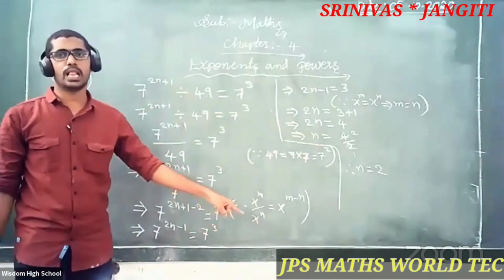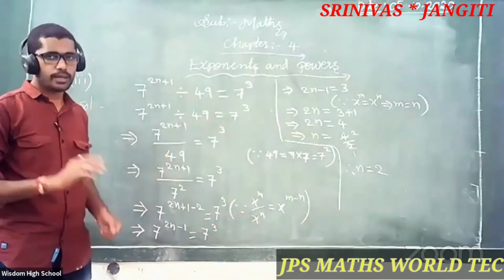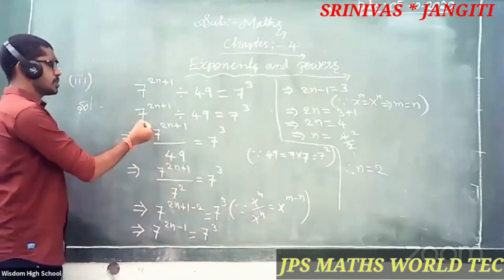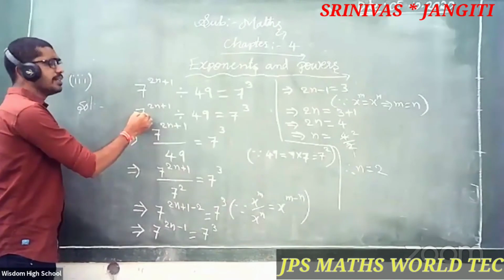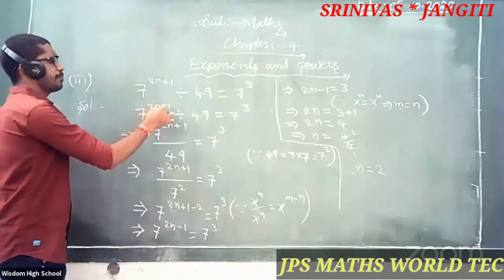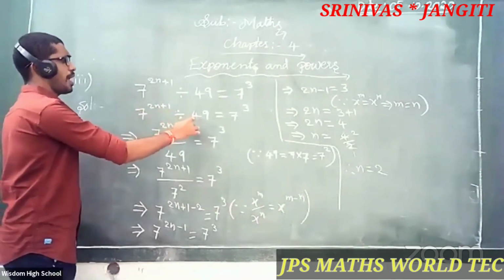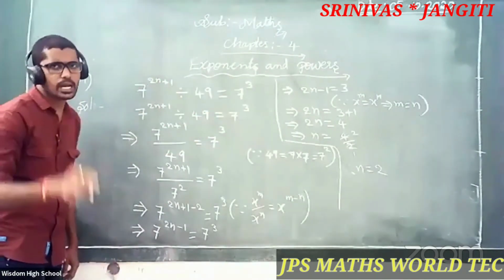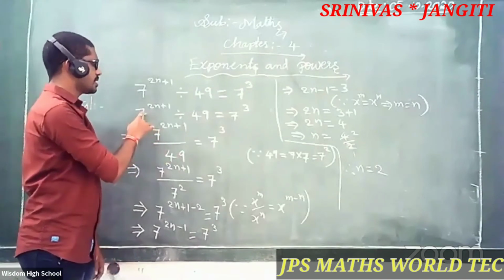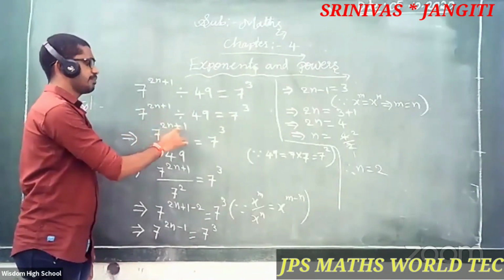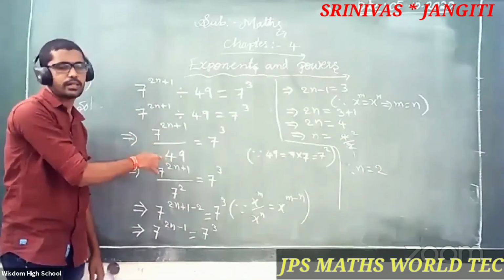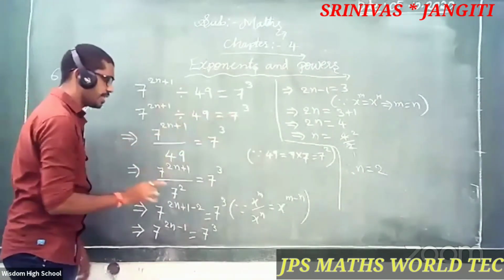So simple. You understood? Yes. Observe once again, students. Note down. Just so simple. 7 to the power of 2n plus 1 divided by 49 is equal to 7 cube. Right. Then after, 7 to the power of 2n plus 1 by 49, divided by 49, is equal to 7 cube.